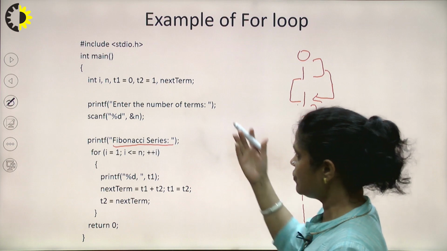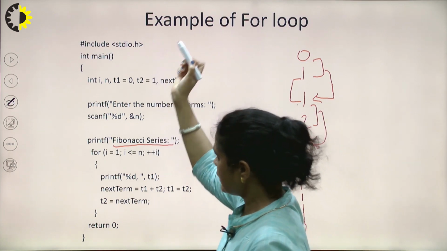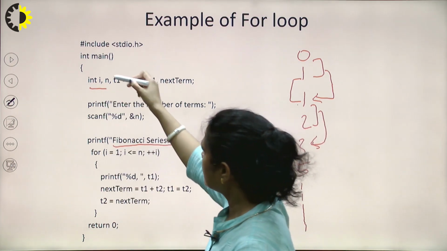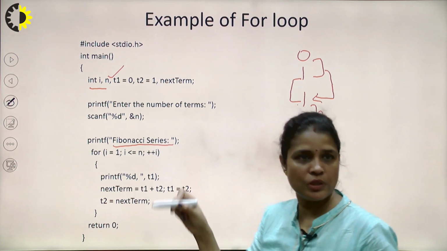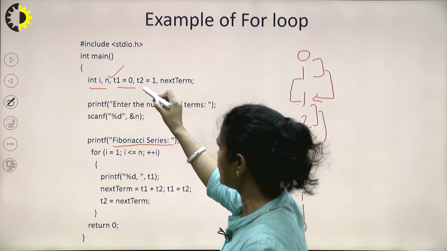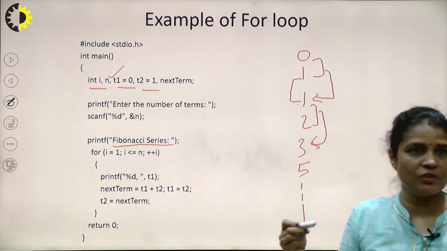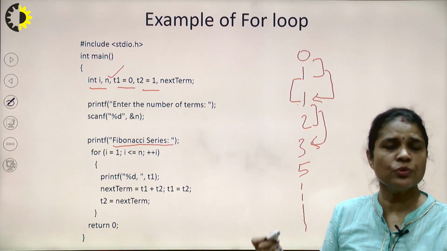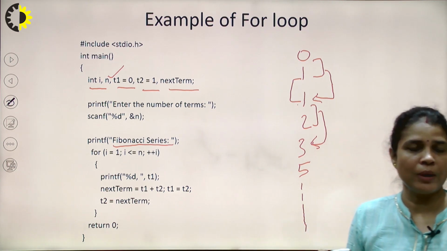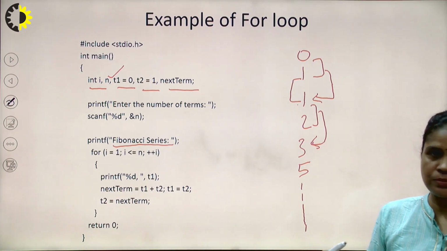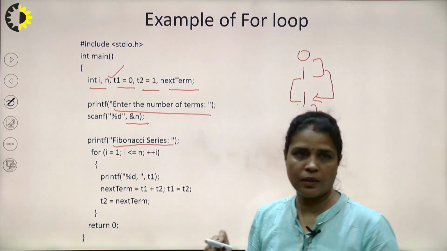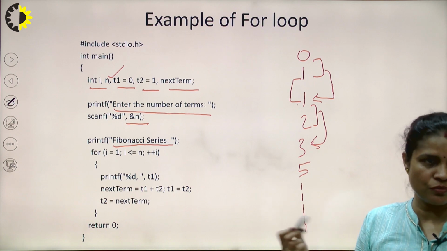So for this, when we start a program, we need to write a loop counter, that is i we are taking here. Now, how many terms do we want to print? So we need to take a variable for that. The first term is 0 and the second term is 1, so we are taking two variables t1 and t2 to store term 1 and term 2. And this is the next term, which we need to calculate as the sum of the previous two terms. Okay. Then we are allowing the user to enter n. n means the number of terms which we want to print for the Fibonacci series.